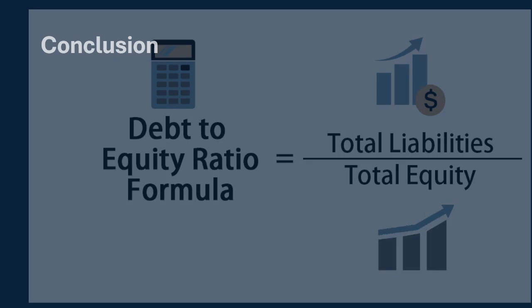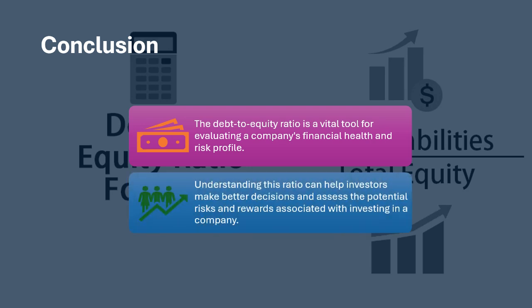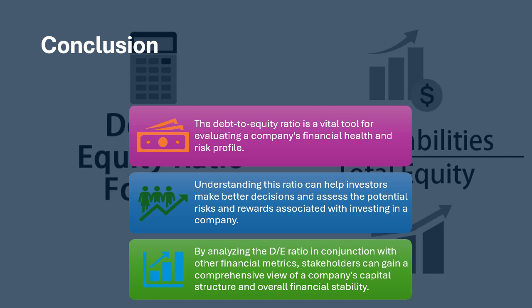Conclusion. The debt-to-equity ratio is a vital tool for evaluating a company's financial health and risk profile. Understanding this ratio can help investors make better decisions and assess the potential risks and rewards associated with investing in a company. By analyzing the D/E ratio in conjunction with other financial metrics, stakeholders can gain a comprehensive view of a company's capital structure and overall financial stability.